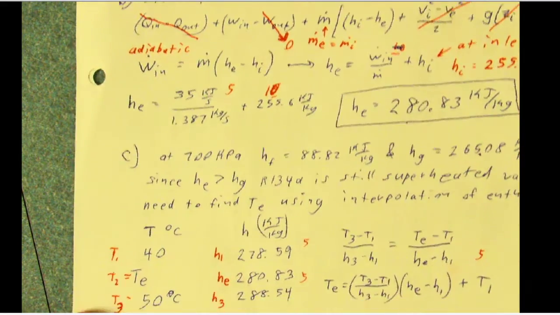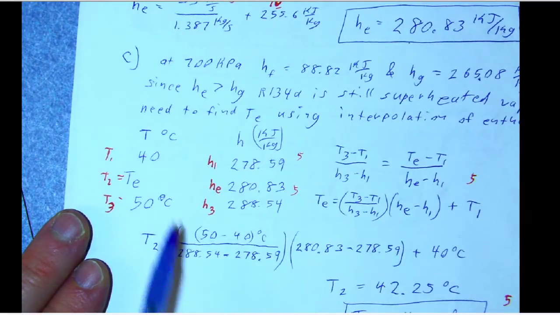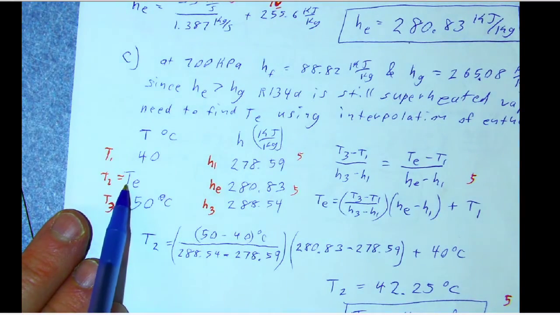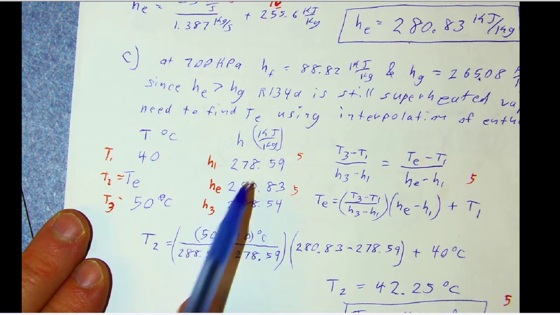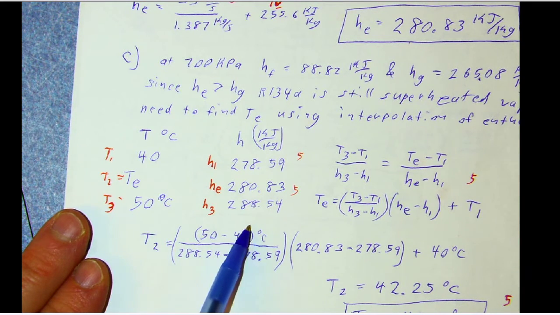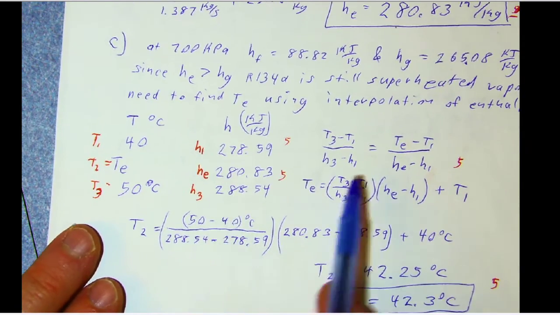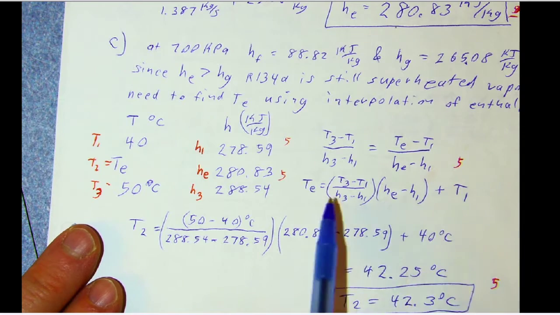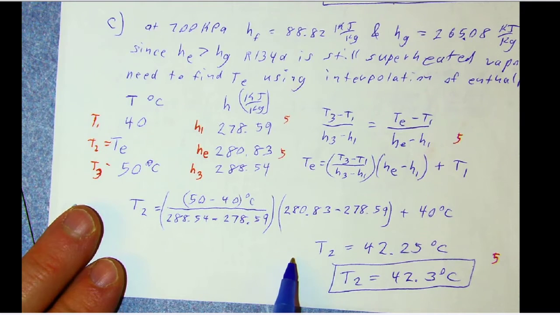So I take that information and I write it down here, right? I'm in between 40 and 50. My exit temperature is somewhere in there. At 40 degrees, my enthalpy is 278.59. At 50 degrees, it's 288.54. This is just setting up the interpolation equation. If you interpolate, you basically wind up with temperature 2 is 42.3 degrees Celsius.